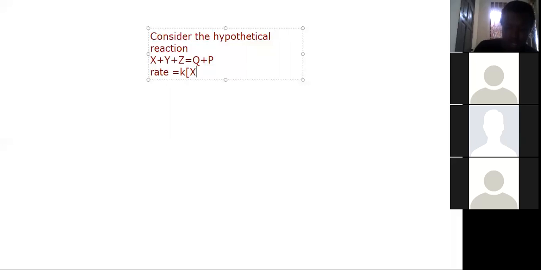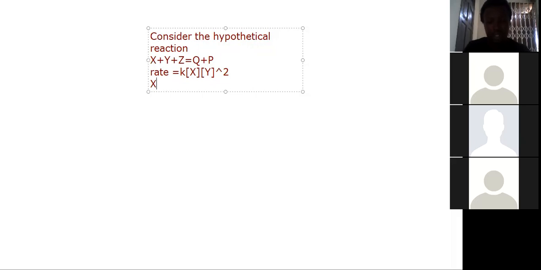x, then y raised to the power 2. Now the first question reads: what is the order of the reaction with respect to each of x, y, and z? So what's the order of reaction of x? What's the order of reaction of x?